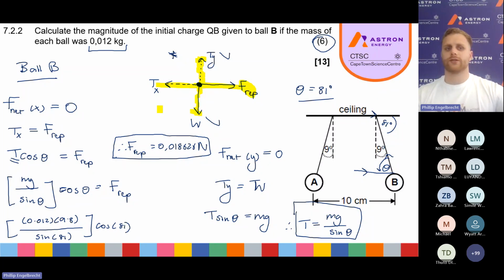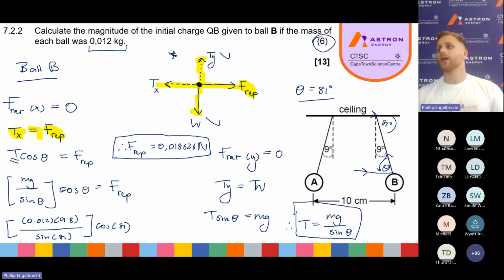All right, so I said that F net is equal to 0. So therefore the force of repulsion is the same as my tension in the X direction. Why? Because they told me that these things were at rest. If you're at rest, it means your net force is 0, which means that all the forces going one side are the same as all the forces going the other side.